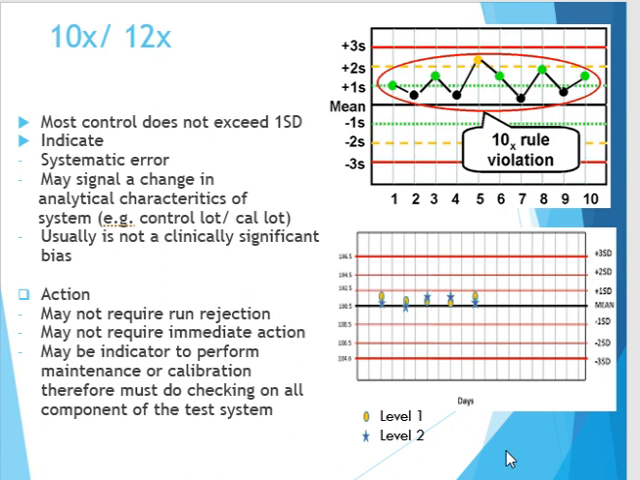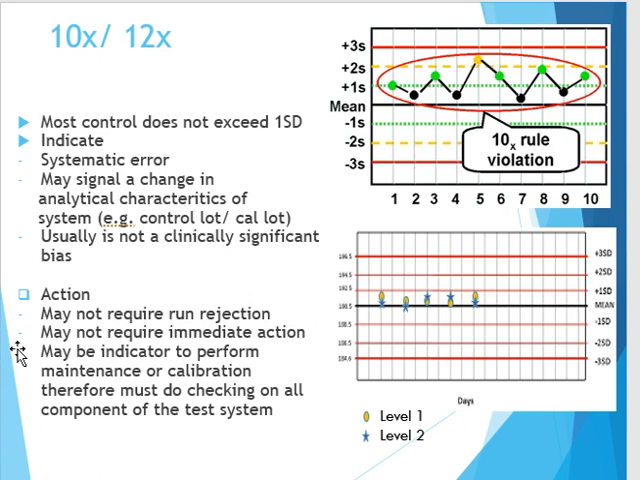For 12x, 12 consecutive QC data does not exceed plus or minus 1 SD. So it is very near to the mean, right? It is very near to the mean. So most controls do not exceed 1 SD. It does not indicate a significant error, but may signal a change in the electrical characteristic of the system, for example control load or care load. Usually it is not a clinically significant bias. So action may not require run rejection, may not require immediate action, but may be indicated to perform maintenance or calibration, therefore you must do checking on all components of the test system.